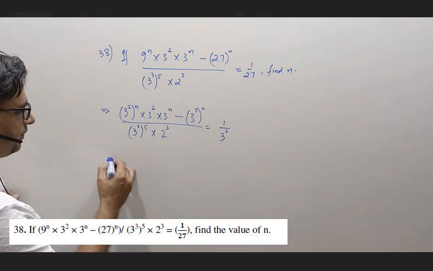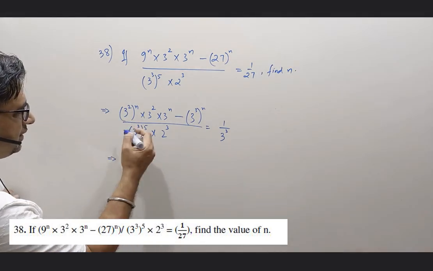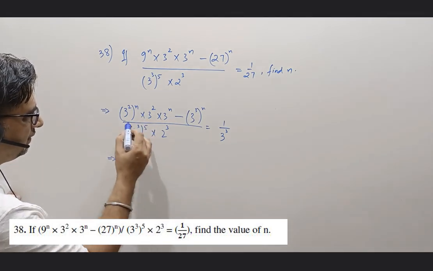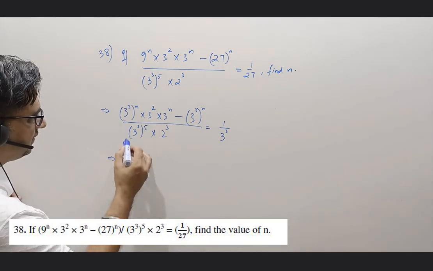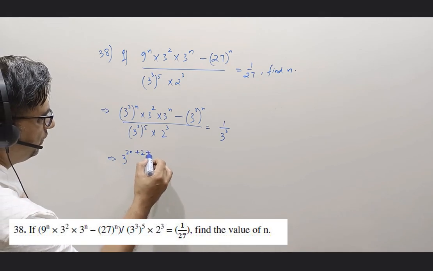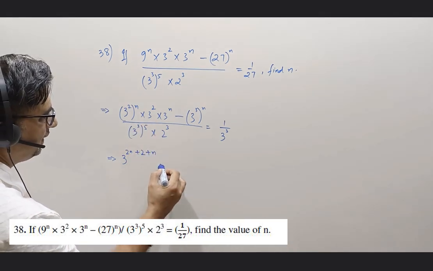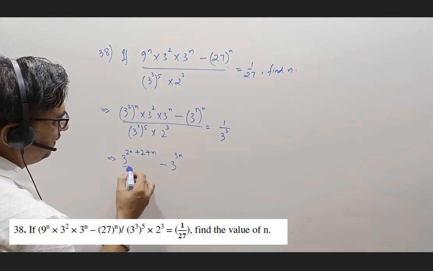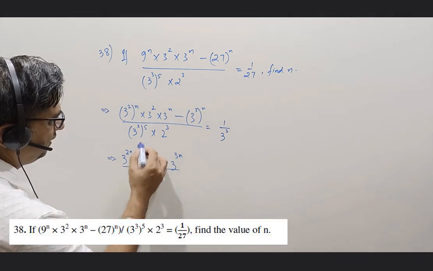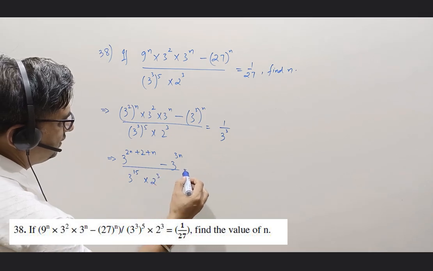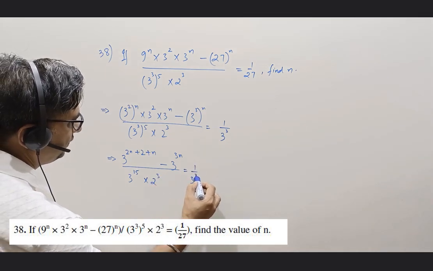That gets us what? That gets us, look, all the bases are 3, so we can write this as 3 to the power 2n plus 2 plus n minus 3 to the power 3n divided by 3 to the power 15 into 2 to the power 3 is equal to 1 by 3 cube.